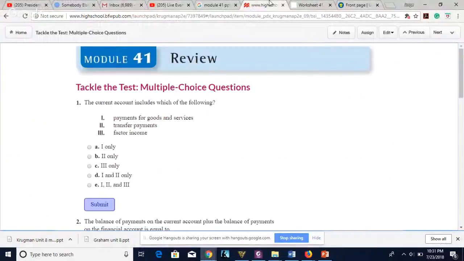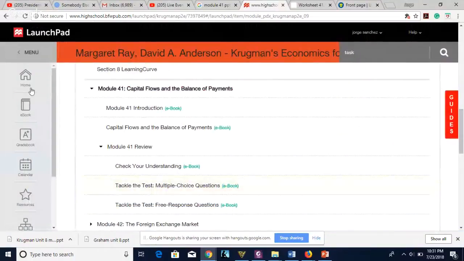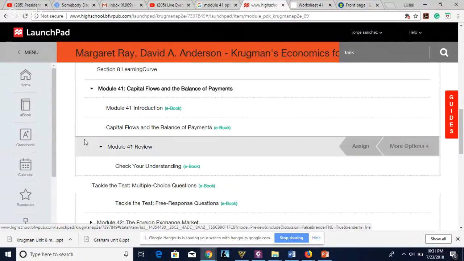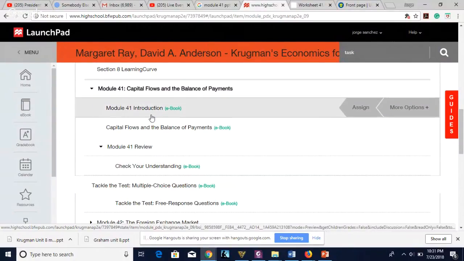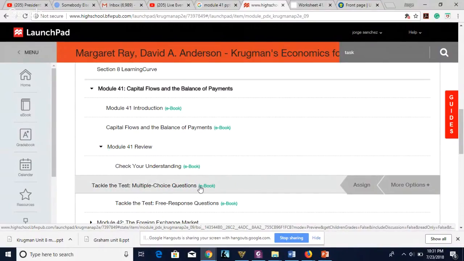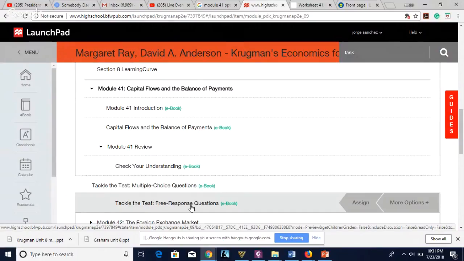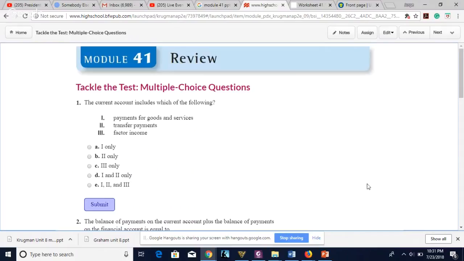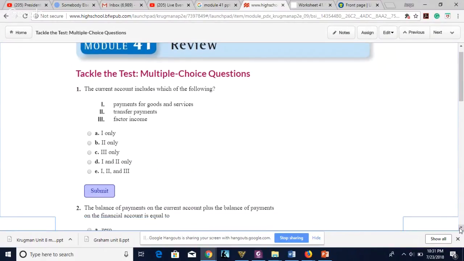Let me show you the book that I'm using at this time. What I'm using now is AP Economics, Krugman's Economics, and this is actually chapter 41. We have multiple choice here. We have free response questions. Okay, let's do the multiple choice. This is module 41. Let's do one of the questions.